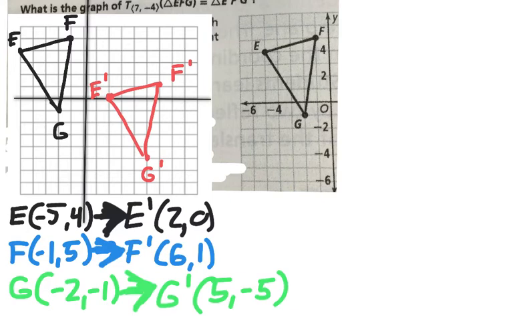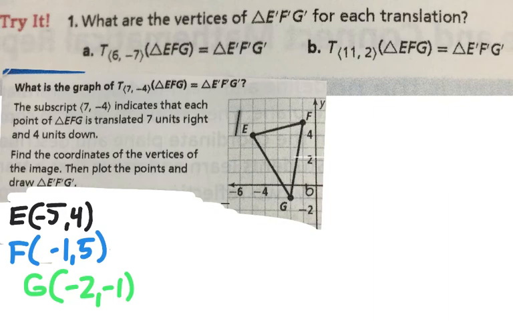If we know where the original points are, we can just move them. Right 7 means we're adding. What if this was a negative here? I'm going to subtract. This is positive, so I'm going to add. If it's negative, I'm going to subtract and go down. So we don't have to graph every one of them. Okay, are we finished with A part?